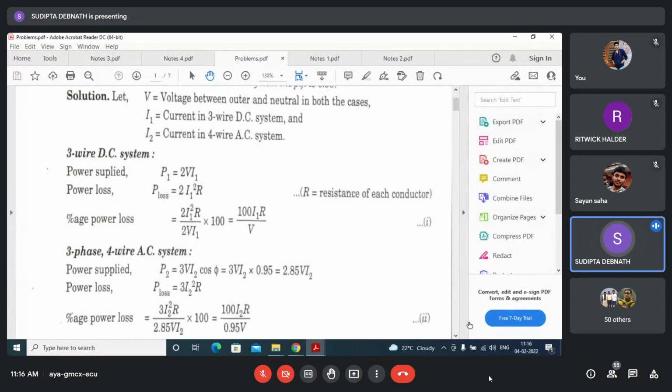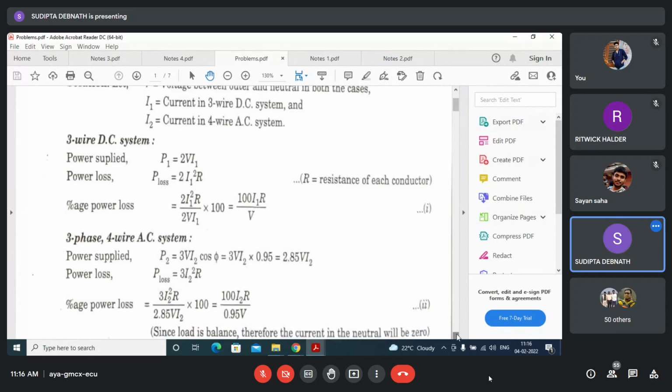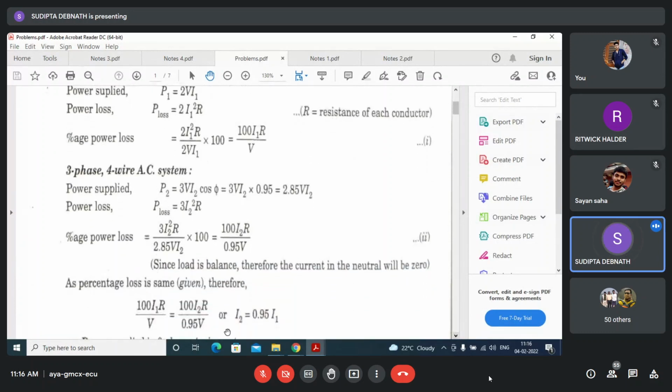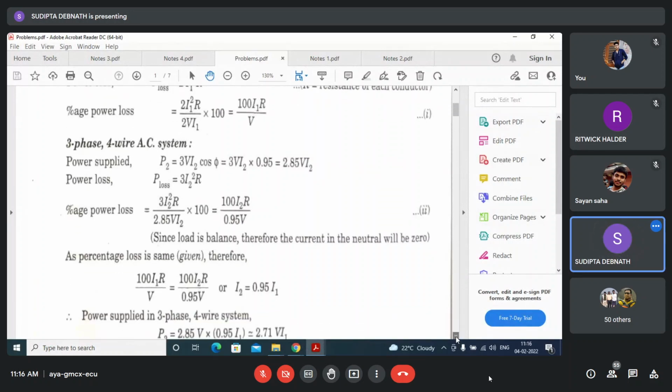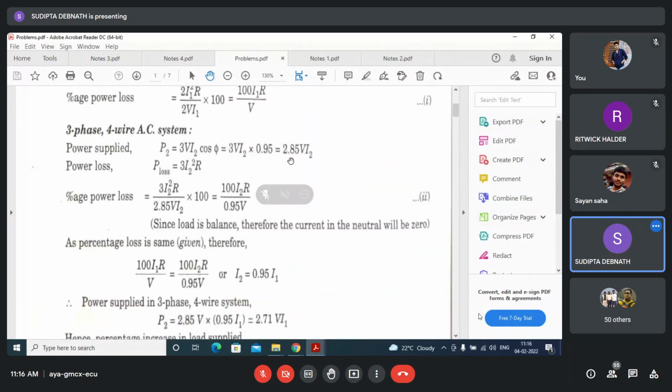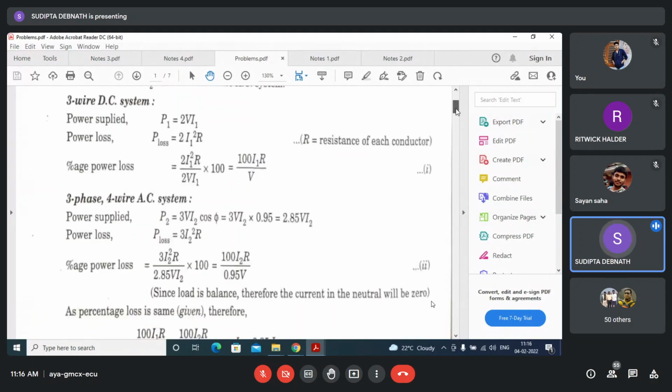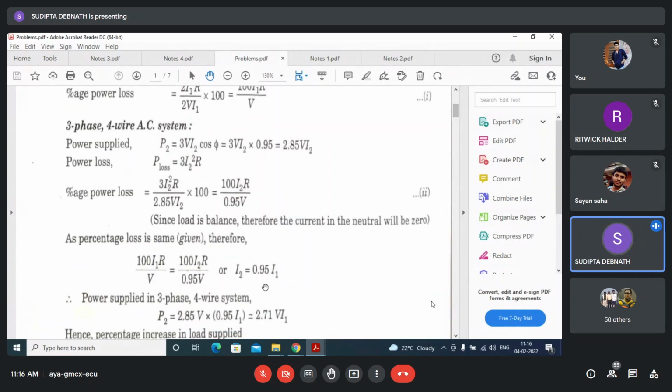So for percentage power loss, we equate these two, and we get I2 in terms of I1. If we get I2 in terms of I1, we can easily substitute I2 here. If we substitute, then what do we get? See, P2 is 2.85 V into 0.95 I1, so it is coming as 2.71 VI1. And what was P1? P1 was simply twice VI1.